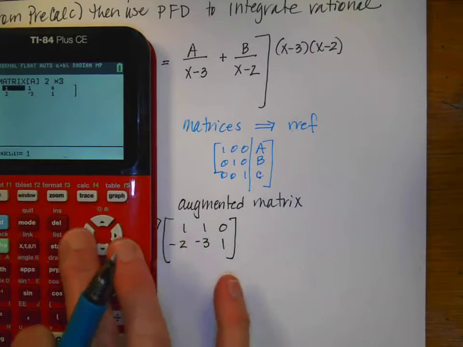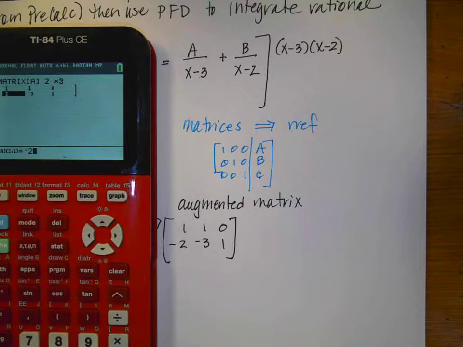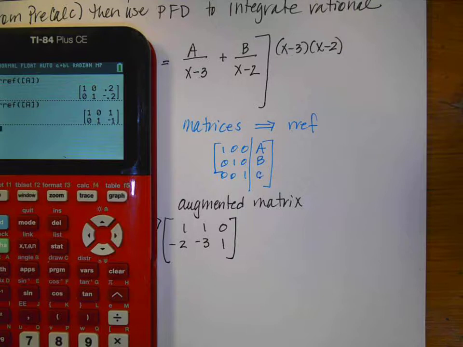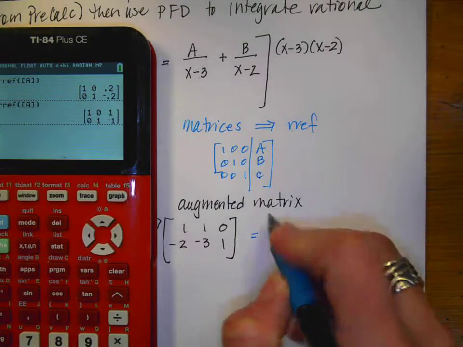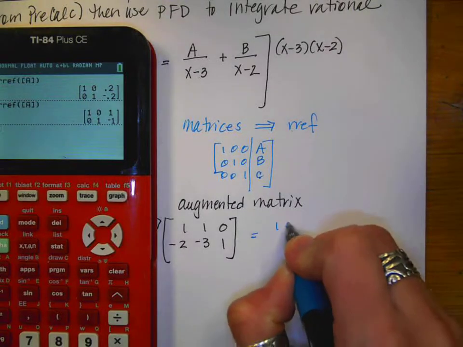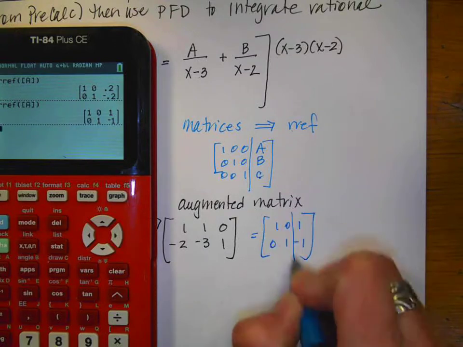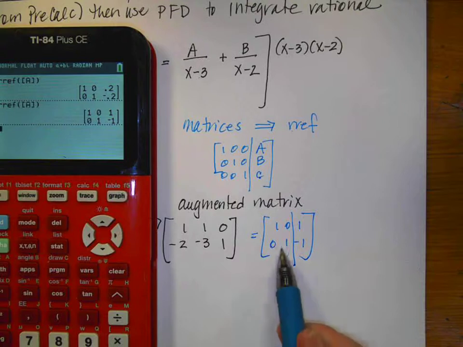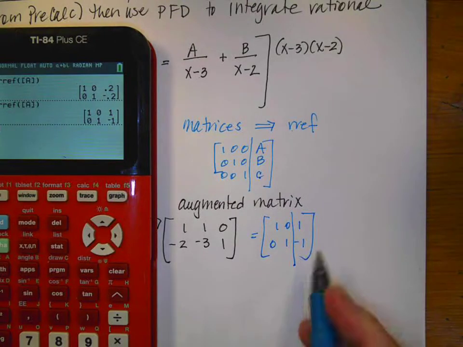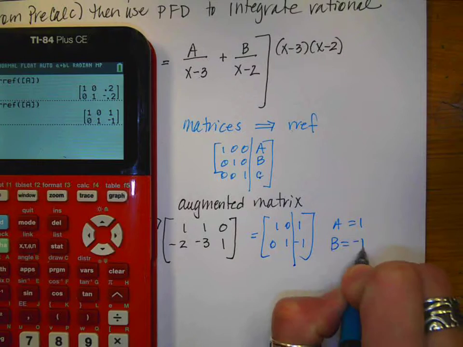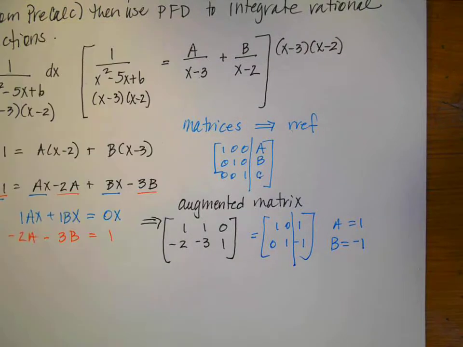So I'm going to go back in, and I'm going to edit this guy. He's supposed to be a negative 2. And then I'm going to quit. Second, enter, go. So much better. And my solutions are 1, 0, 1, 0, 1, negative 1. So if you'll notice, this is the identity matrix. Here are your answers. So that tells me that A is 1, B is a negative 1.